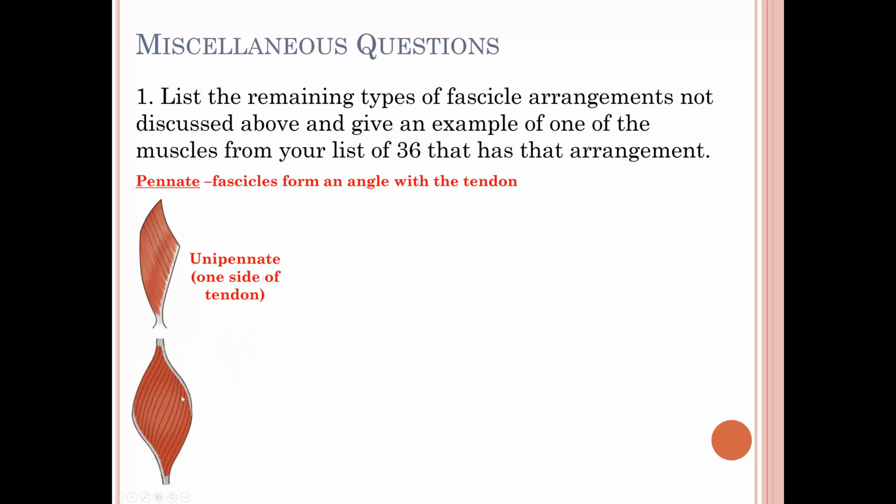So notice it's only on one side. So that is a unipinnate muscle. Examples from your list include the extensor digitorum, the gracilis, and the vastus lateralis.